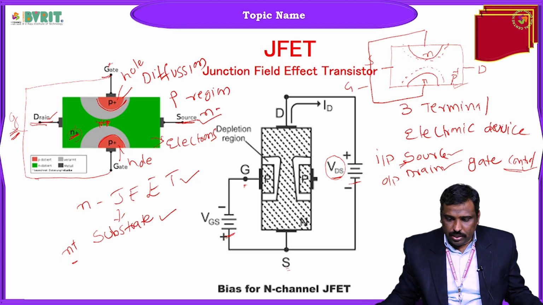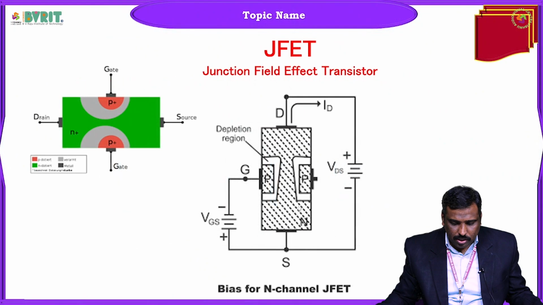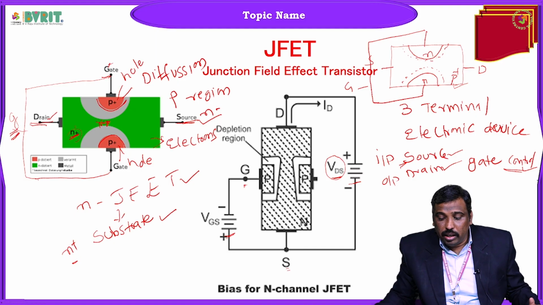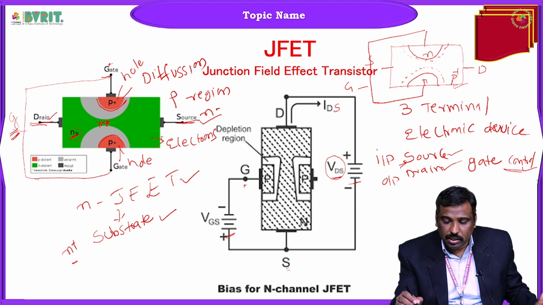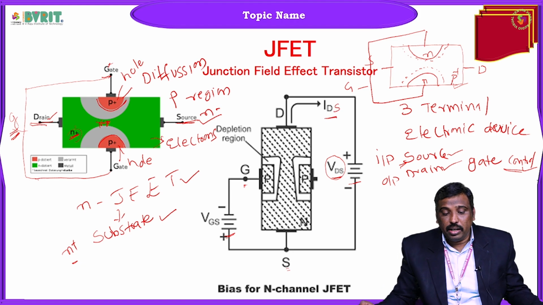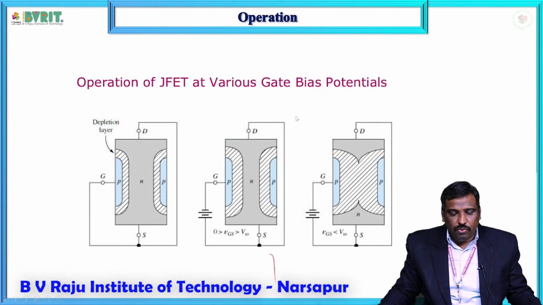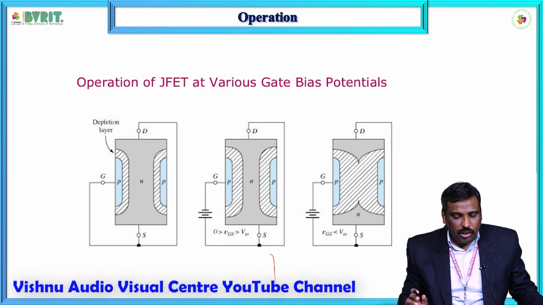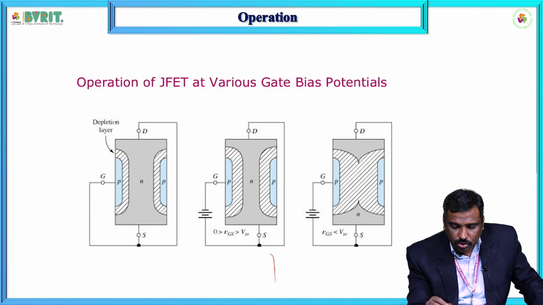Now we will see how this operation works. I hope you understand these things. Now we are going to the operation. After giving proper biasing or power supply, how will the current flow from source to drain, which we call IDS, the drain to source current? How will this JFET be turned on? So, coming to the operation of JFET at various gate or biasing potentials, first of all, why do we need to apply a negative supply between the gate and source?